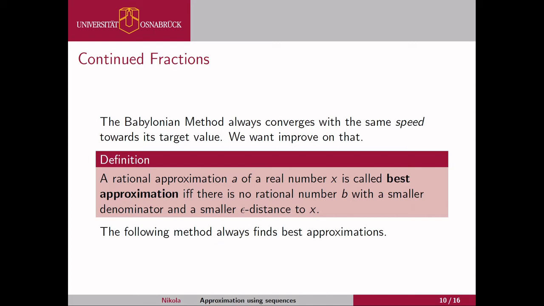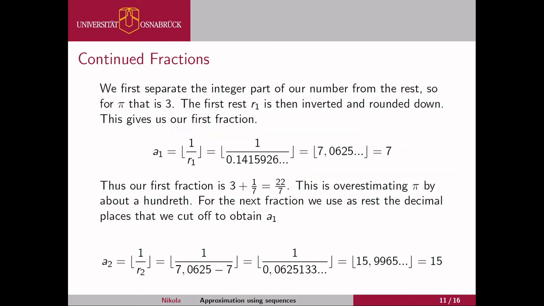I don't know right off the top of my head if it is a best approximation, but especially when your approximations get more precise, the Babylonian method almost never yields best approximations, just because it isn't designed to, and if it does so, it's by mere chance. But the following method, which we're exploring right now, will have this property that it always finds the best approximation of an irrational number.